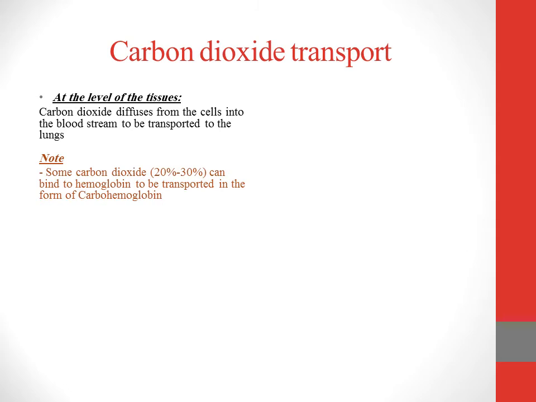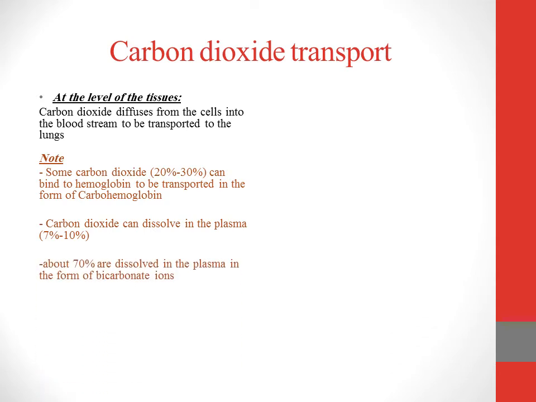Some carbon dioxide, 20 to 30%, can bind to hemoglobin molecules to be transported in the form of carbohemoglobin. However, 7 to 10% of carbon dioxide can dissolve in the plasma, and about 70% is also dissolved in the plasma, but in the form of bicarbonate ions, the HCO3-. When reaching the lungs, carbon dioxide diffuses from the blood into the alveoli, and this carbon dioxide is then exhaled.